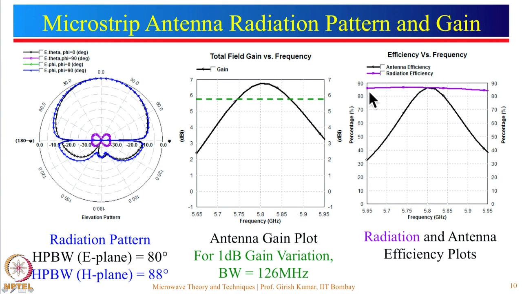Now, one can see here radiation efficiency shown by purple color. So, radiation efficiency you can see is very high, that is about 85% or so. Now, this is the total antenna efficiency. This antenna efficiency is changing. It is very similar to the change in the reflection coefficient.